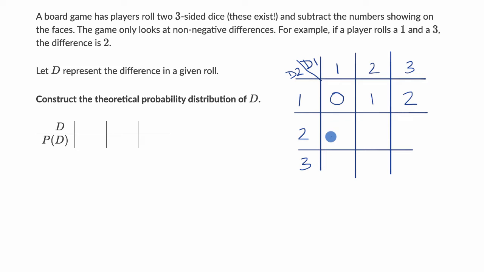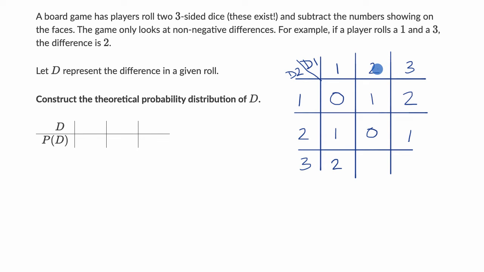Now, what about right over here? Well, here the higher die is 2. The lower one is 1 right over here. So 2 minus 1 is 1. 2 minus 2 is 0. And now this is going to be the higher roll. Die 1 is going to have the higher roll in this scenario. 3 minus 2 is 1. And then right over here, 3 minus 1 is 2.